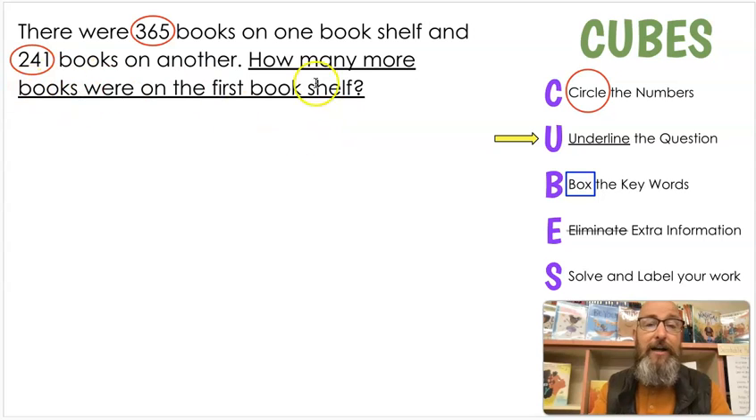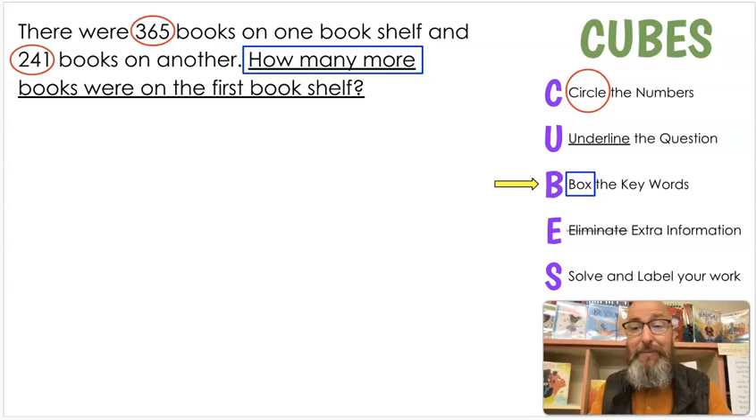Remember, don't get stuck and just do this bottom line. Go all the way back to where the question begins. What's our next step? Box the keywords. That's correct. Do you see any keywords in that question? How many more? Very good. Our next step, what is it? Eliminate extra information. This one doesn't have any extra information.